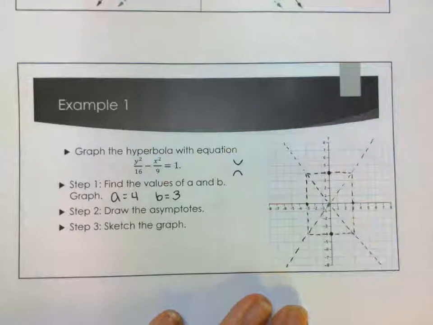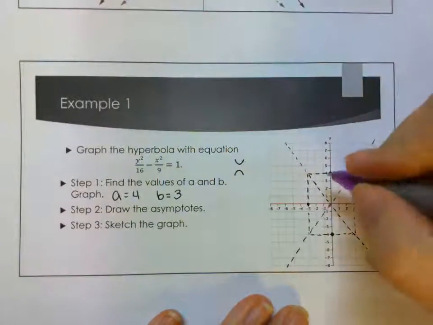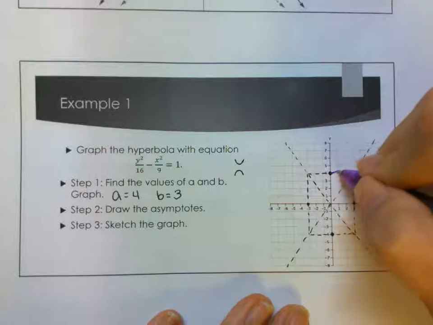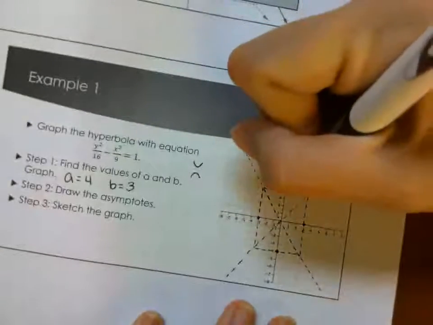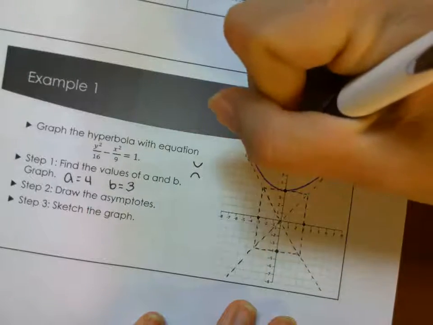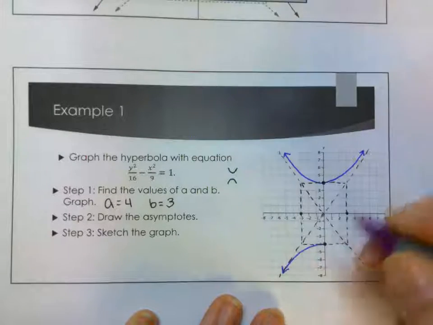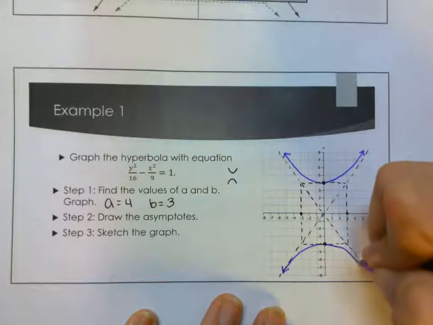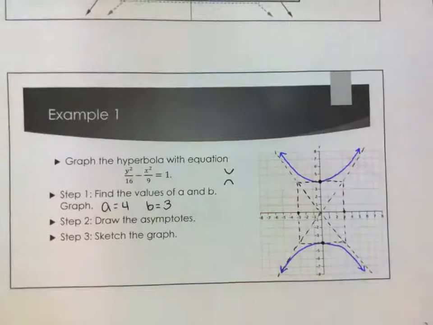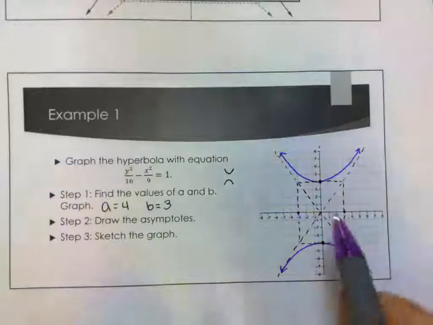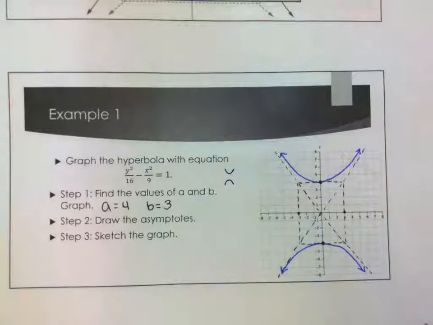Now, I said that my graph has to open up and down because the y squared is first. So this is the fun part. I'm going to start at the vertex, and I'm just going to draw a graph that gets close to that asymptote, but never touches. Oops. Okay, I kind of touched there, but that's okay. I didn't blatantly cross it. We'll use some grace there. All right, guys, that's graphing a hyperbola. So you're going to draw this little rectangular box, draw the asymptotes, and then you've got your guidelines.